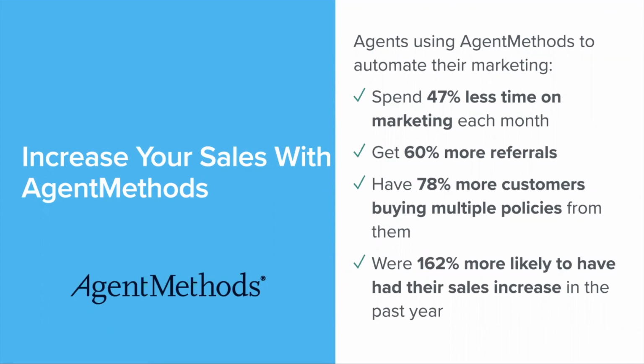And that question about how did last year go? They were 162% more likely to have had their sales increase in the past year. And it makes sense because they're automating a lot. They are engaging with their customers in multiple channels. They're using technology to reach out to people. They're building relationships. They're staying in front of their customers in a value-added way. And they have a great online presence where people can go to engage with them when the time is right. So that's really what matters right there.